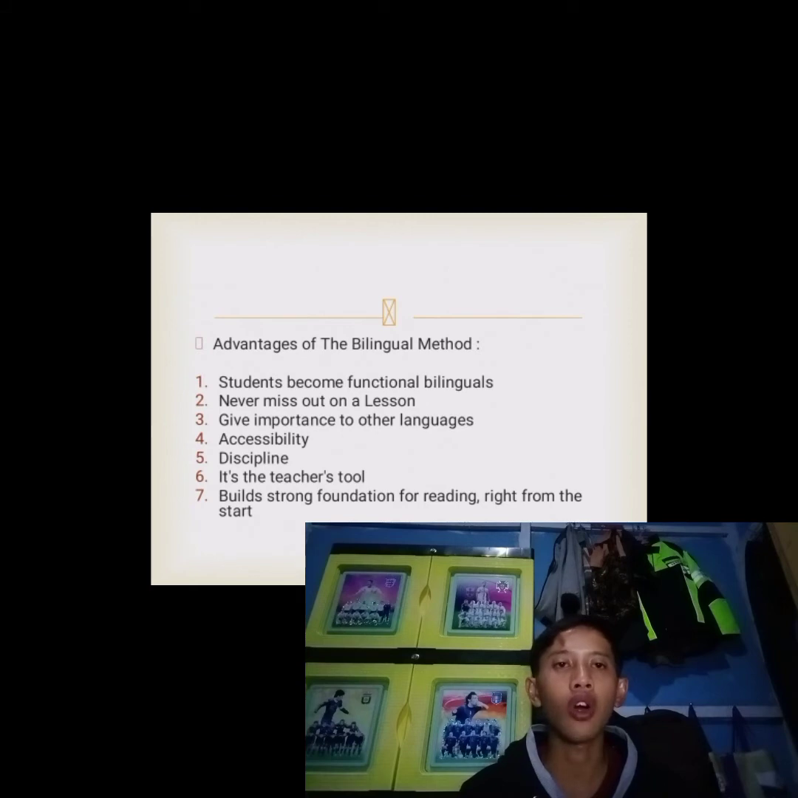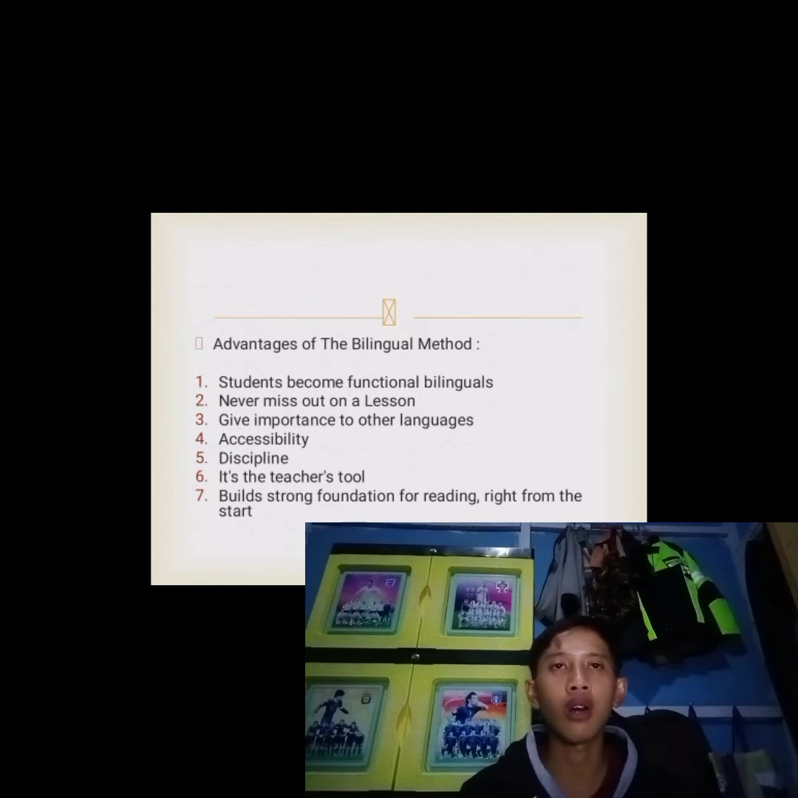Next, advantages of the bilingual method. 1. Students become functional bilinguals. When the students aim to become fully bilingual in terms of language learning, this method is considered to be the appropriate one. When the students begin the language learning process, their success in learning depends upon the competence and confidence of their language teacher. As she moves from L1 to L2, the students imitate her and learn.